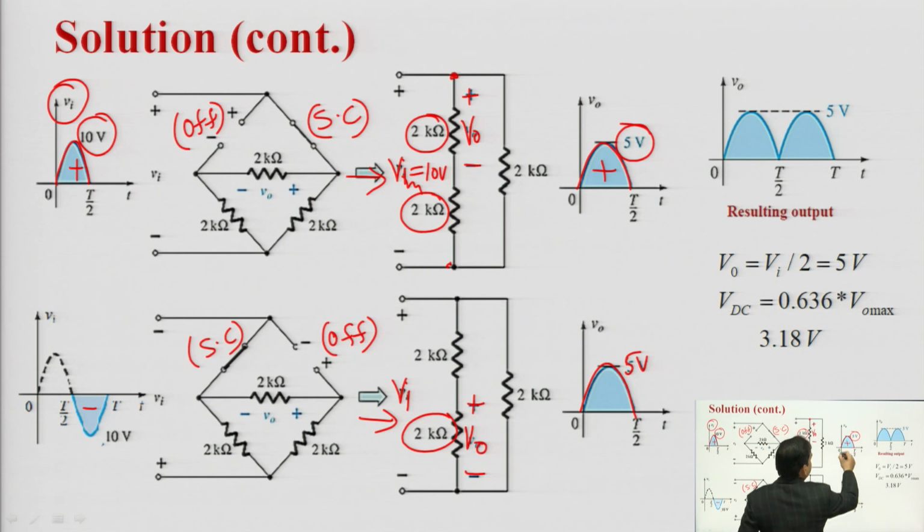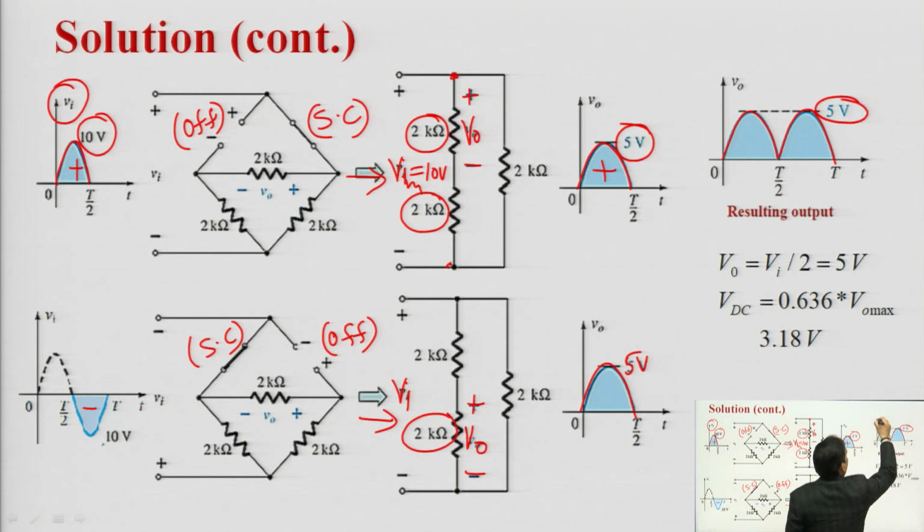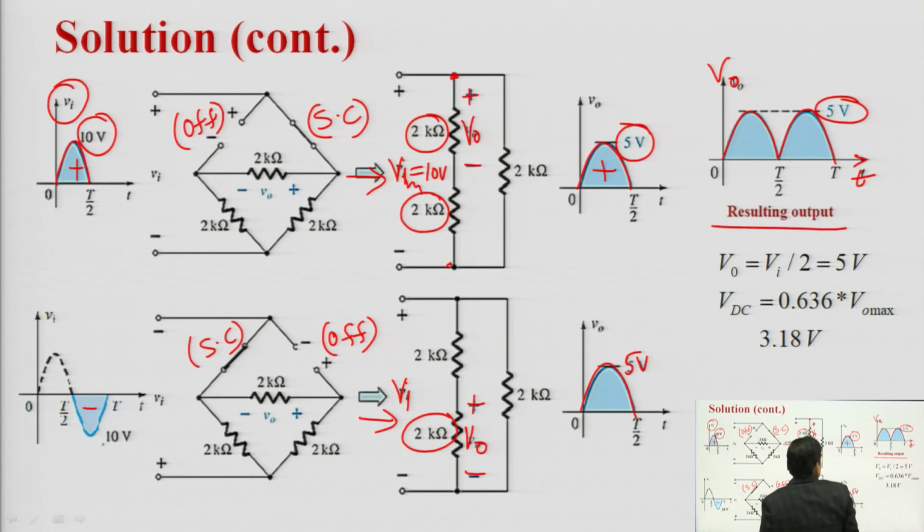If we combine these two waveforms, during the positive half and during the negative half, we can observe that we will have this kind of waveform having a peak value of 5 volt. So this is the final waveform. Now, what is the DC value? The DC value can be obtained with the help of the waveform. It is clear from this waveform that this corresponds to the full wave rectifier.